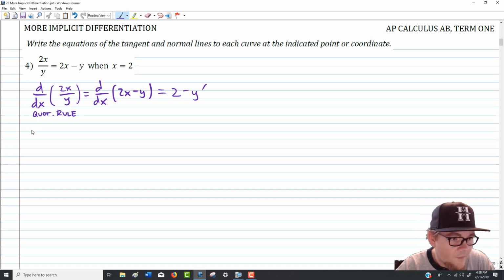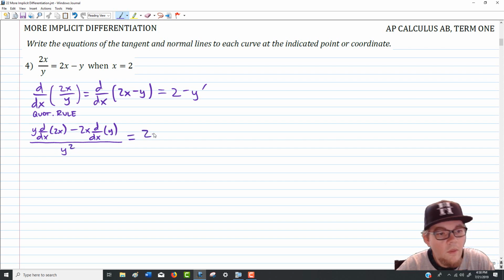Never a bad time to sing. Low, D, high. And yes, I know you could do this derivative in your head, whatever. Minus high, D, low. All over low, low. Quotient rule. Sorry. So there's our stuff. It's all equal to 2 minus y prime from our work on the right side.